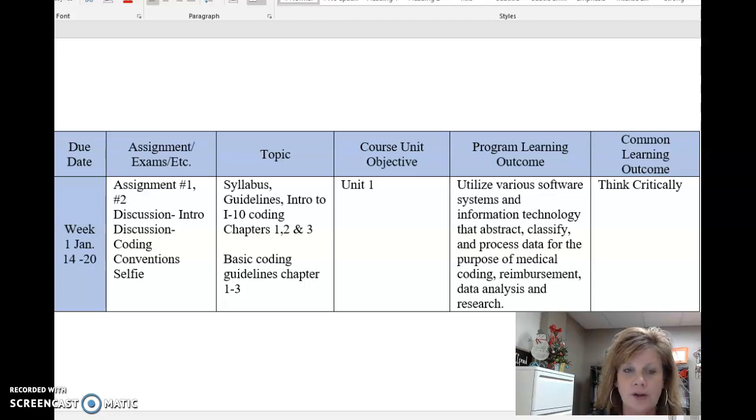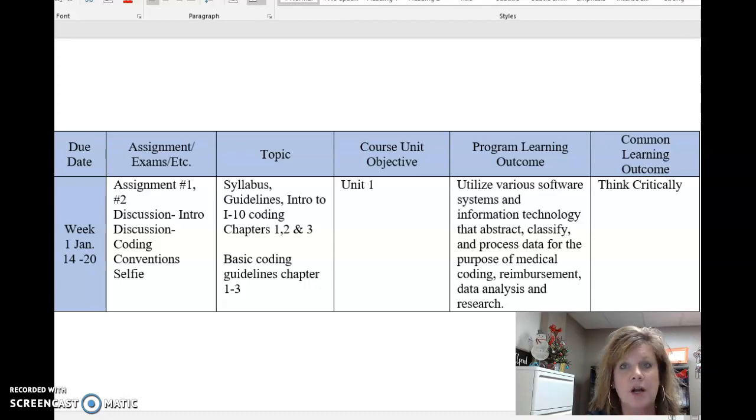So this week you are going to have an intro. Let's learn about everybody. You are going to learn about different coding conventions, and you're going to read through chapters 1 through 3. I do have great lectures for these chapters. Make sure you review the syllabus, know its rules, the guidelines, and the deadlines.